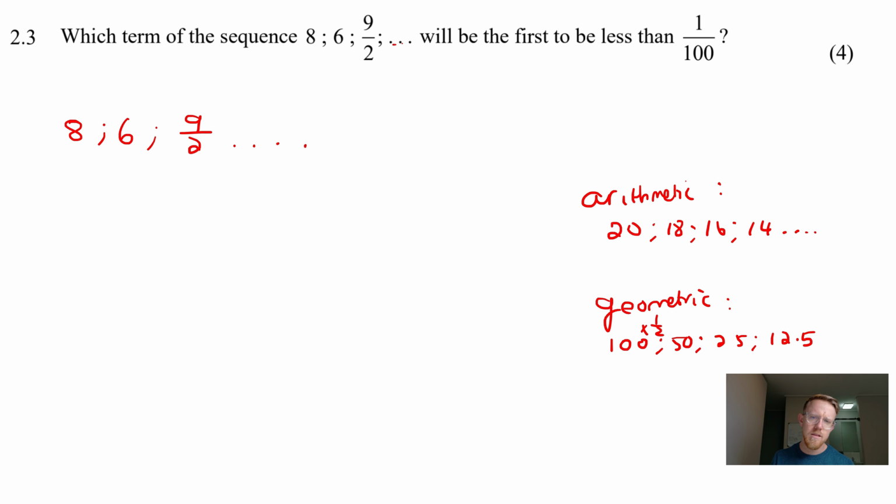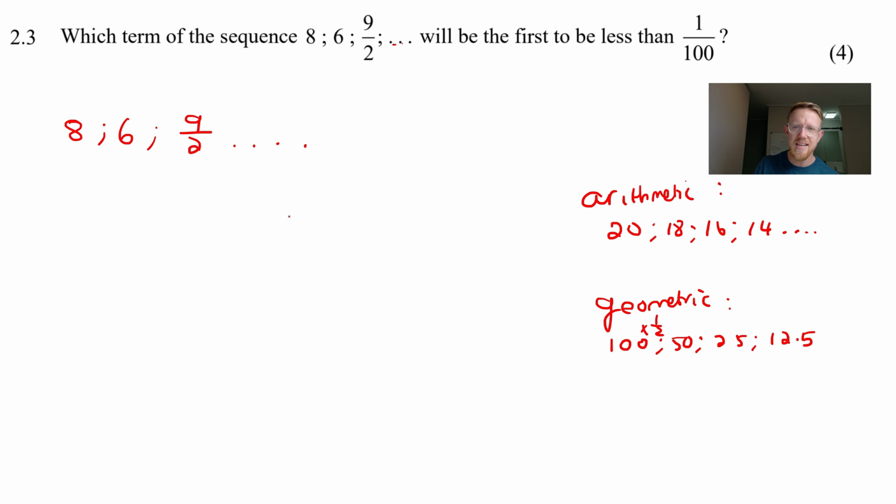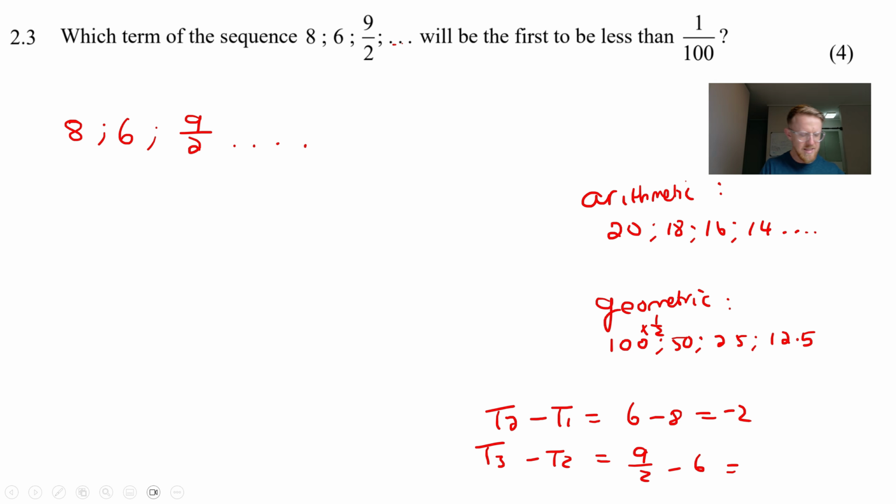So the way that we go and see is, let's first check if it is maybe arithmetic. To see if it's arithmetic, we would work out term 2 minus term 1. So term 2 minus term 1 would be 6 minus 8, which is minus 2. And then to see if that same difference is between those numbers, you would take term 3 minus term 2, and that would be 9 over 2 minus 6, and that's going to give us negative 3 over 2. So we can see that the differences are not remaining constant, so it's definitely not arithmetic.